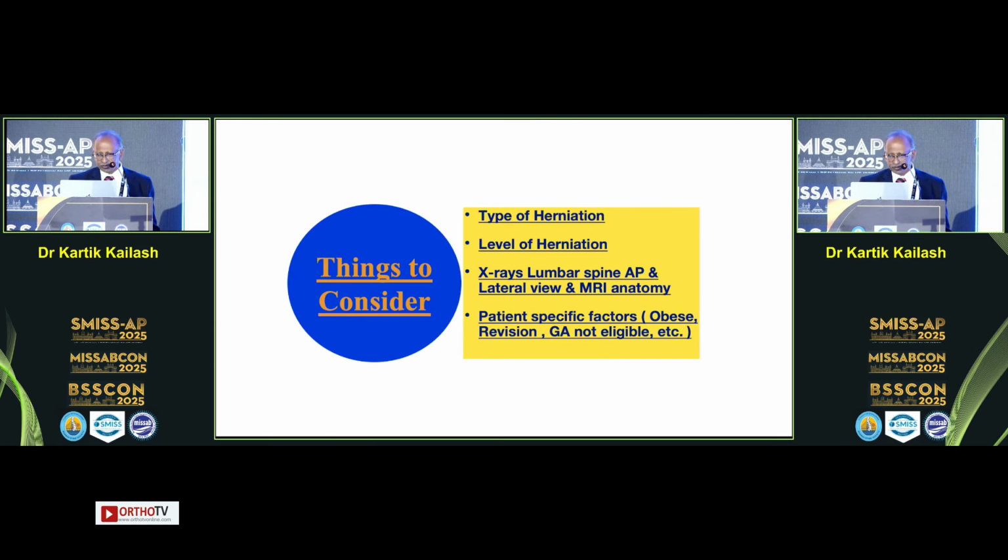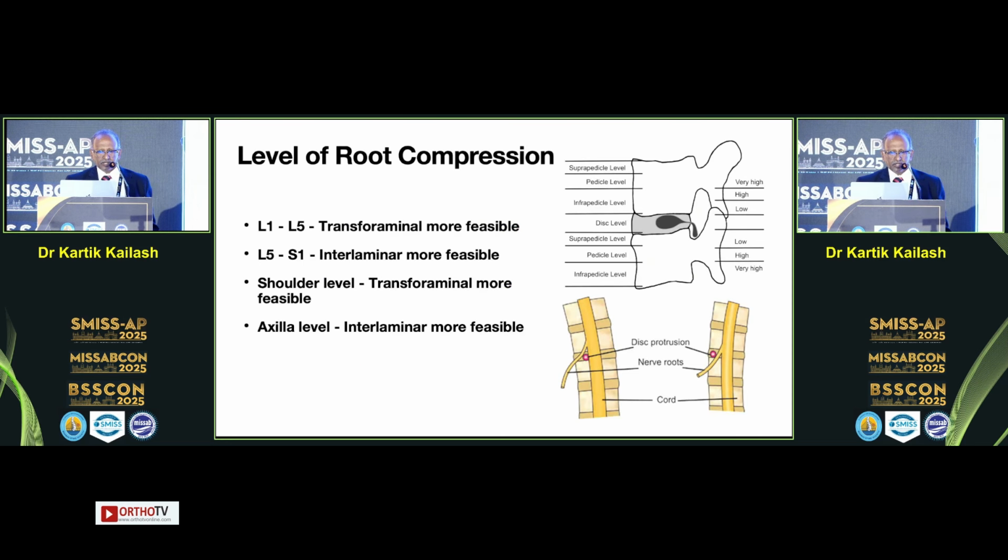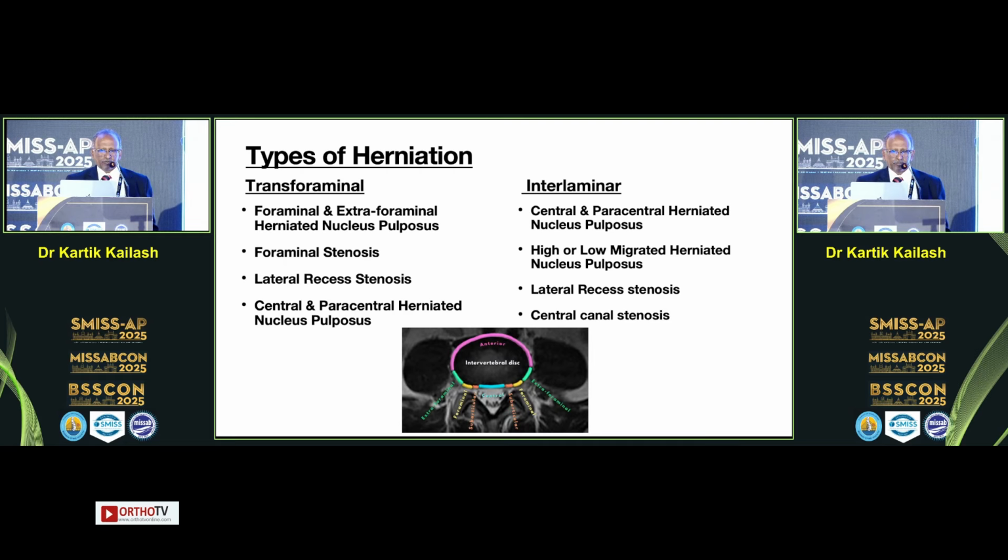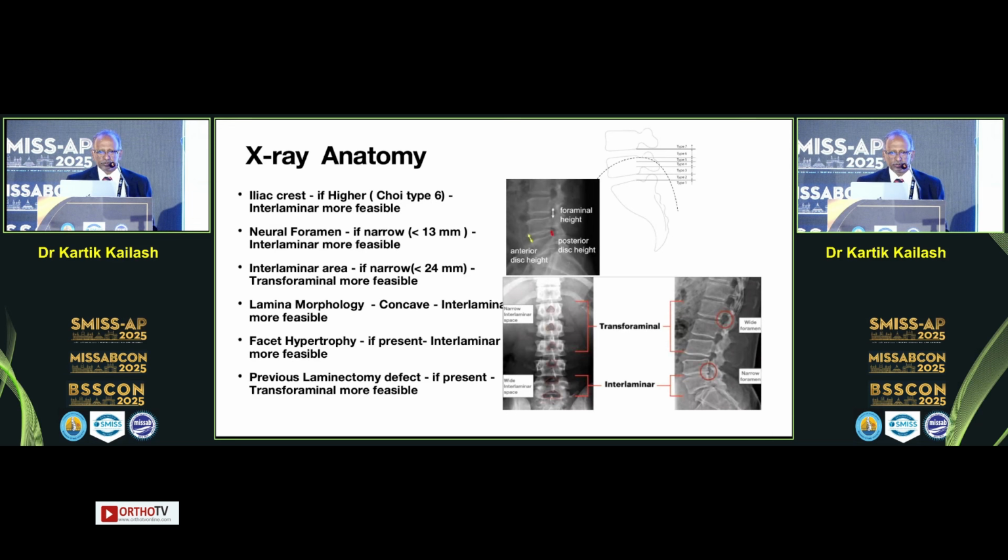Now, when you look at consideration of this, you have to look at what type of herniation, etc. And we also have to look at the X-ray as well as the patient-specific factors. So when you look at the root, what level it is, when you look at the shoulder level, it's most probably a transforaminal approach for decompression, while in the axilla and the saddle, the interlaminar is more feasible. Now, when you do a transforaminal, you want to look at the type of the disc. You have foraminal, foraminal stenosis, lateral recess, central, and herniated nucleus. While in the interlaminar, it's the axillary or the central or the up-migrated. Migrated discs are very difficult to approach with the transforaminal route for some of us who are in the initial stage of endoscopy.